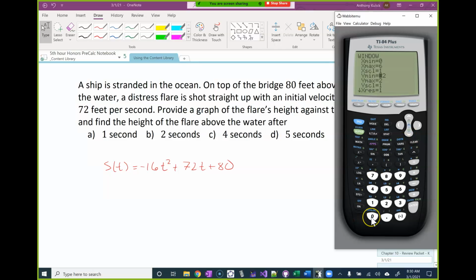The y is going to be the height of the flare, so the minimum height it can have is 0, basically when it's back on the deck. Right? I don't know how high it can get. I'm going to just take a stab and say, starting at 80 feet, I don't know, 200 feet or something. Just guessing. So let's hit graph and take a look. So here's my flare.